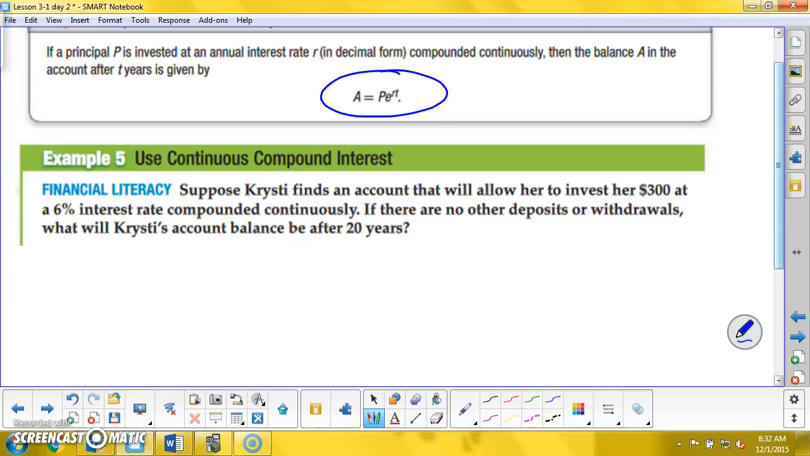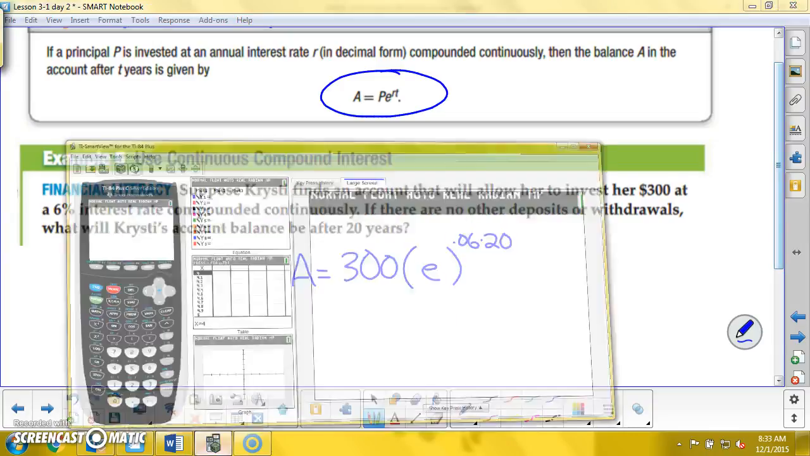Suppose Christy finds an account that allows her to invest her $300 at a 6% interest rate compounded continuously. If there are no other deposits or withdrawals, what will Christy's account balance be after 20 years? So the equation we would set up, again the principal is 300. Now we use the number E, and then we raise that to the 0.06 times 20, since we're doing this for 20 years again. Okay, so to type that in your calculator, this is what it would look like.